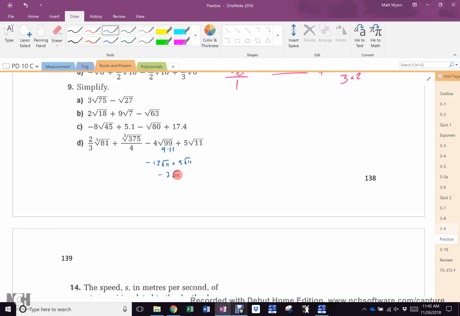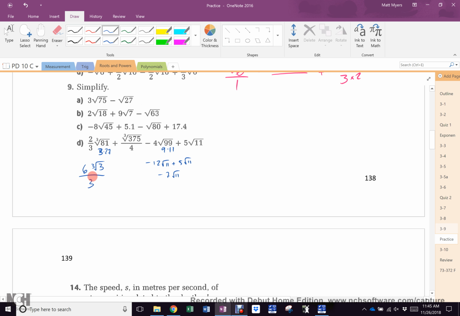Jasleen, you want to break down the 81 and the 375. Okay, cube root of 81. So isn't that 3 times 27? Doesn't 27 have a cube root? What is it? 3. So what comes out? 3, what's already out there? So I've got 6 cube root 3 over 3, right?